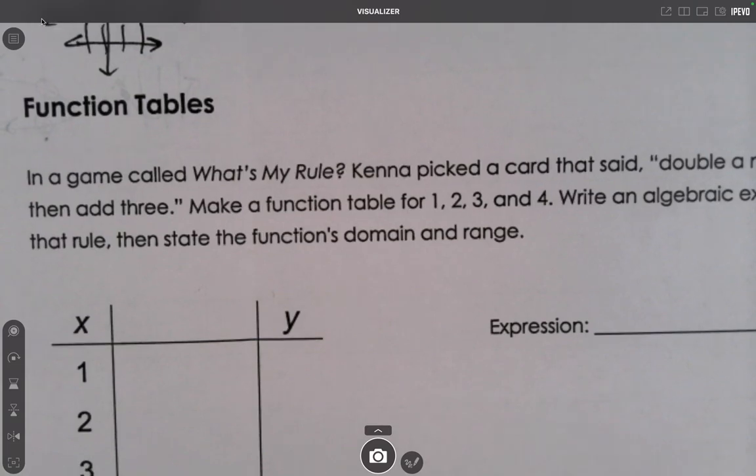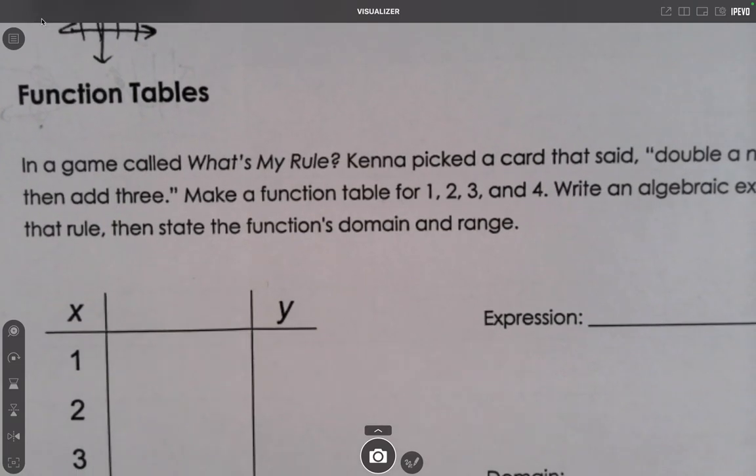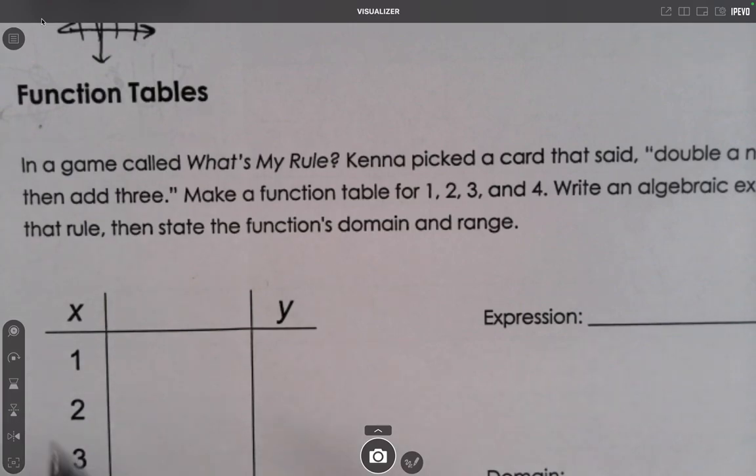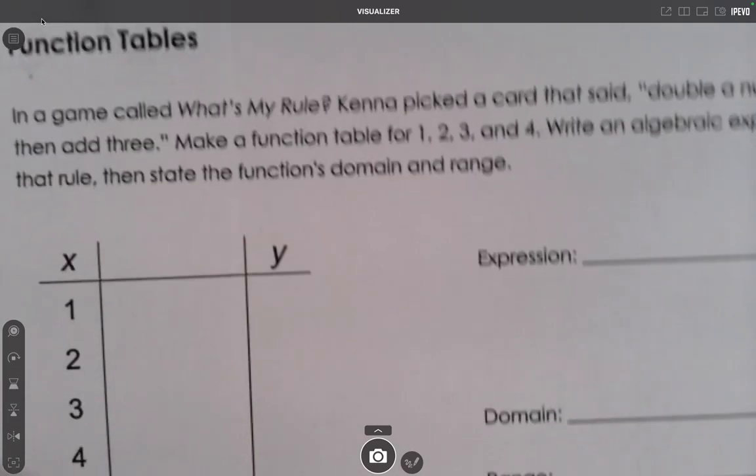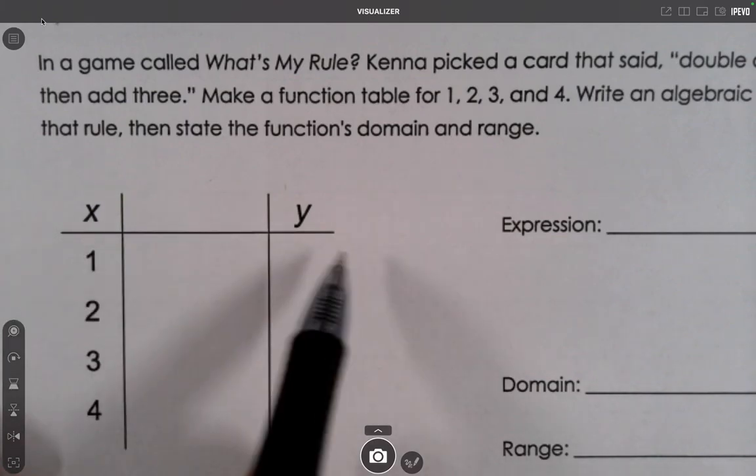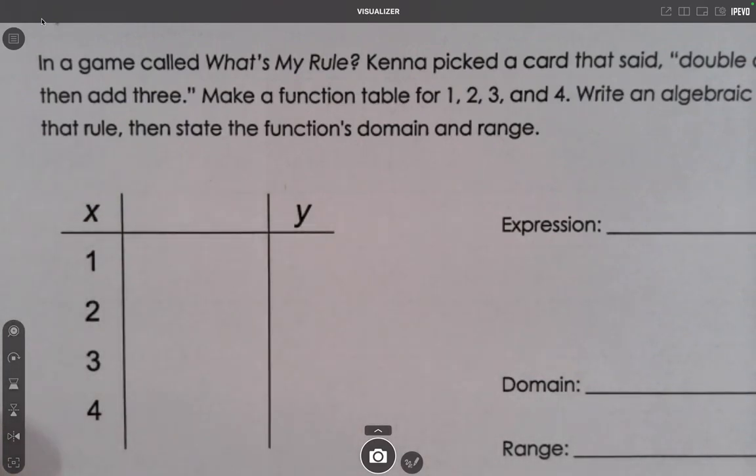Okay, now to talk about tables a little bit. And this is our last thing. In a game called What's My Rule, Kenneth picked a card that said double a number, then add 3. So make a function table for the inputs 1, 2, 3, and 4. So we have 3 columns this time because we're going to put the middle of the expression in the middle.